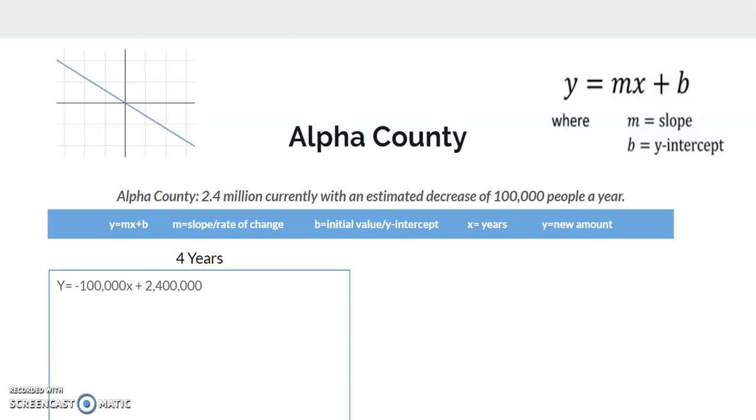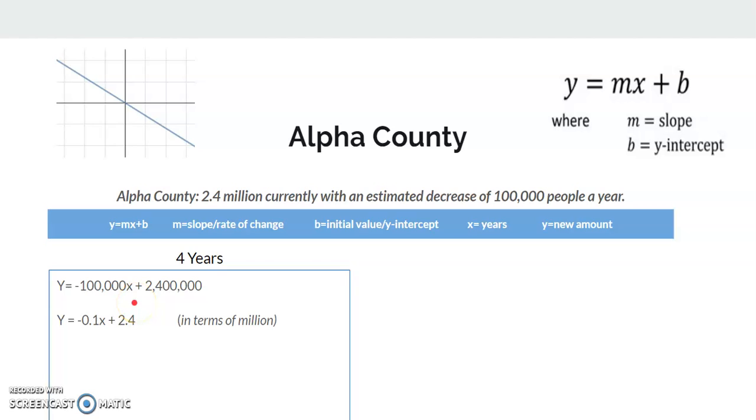All right, so if we go ahead and plug in our numbers, we can see that y, which is our new amount that we're trying to solve for, equals, and we'll input the negative 100,000 people per year. That is our rate of change, which is a negative rate of change, which is m. And then x is our number of years plus the original amount, 2,400,000.